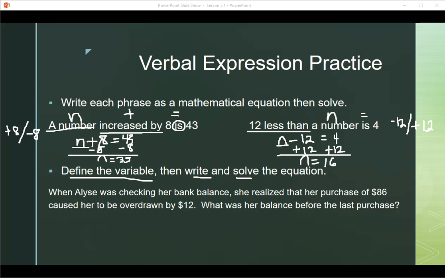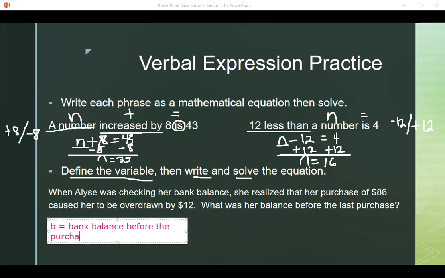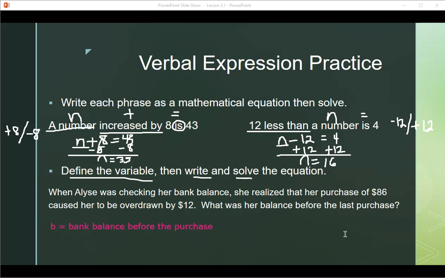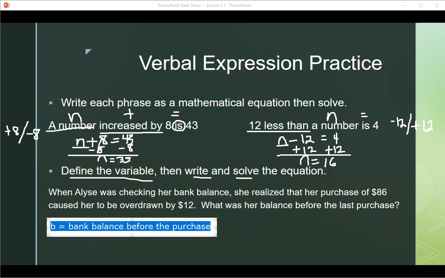So what are you trying to find? That's going to be defining your variable. Well, I'm trying to find her bank balance. So I'm going to use the letter B, and I'm going to say that equals her bank balance before the purchase. Because we already know that right now her bank balance is negative $12. That's what it means to be overdrawn by $12, is that she has negative bank balance.